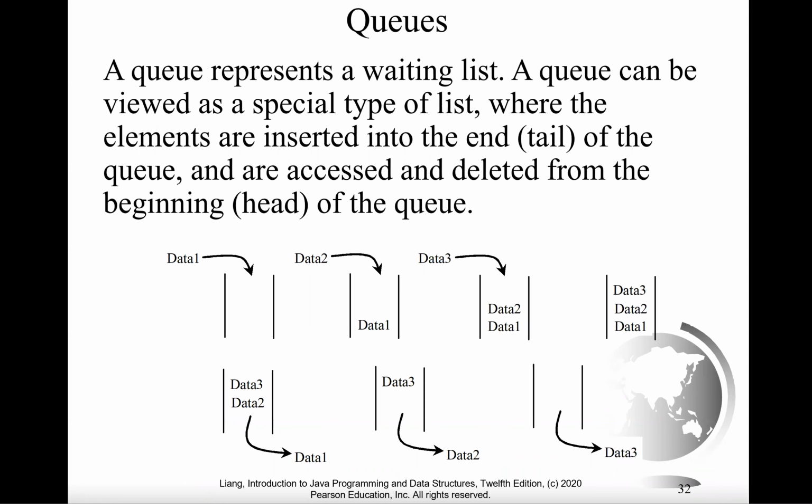Queues. A queue represents a waiting list. A queue can be viewed as a special type of list where the elements are inserted into the end of the queue and are accessed and deleted from the beginning of the queue. So this is the empty queue. Add things into the queue. Now when you remove, remove from the beginning.